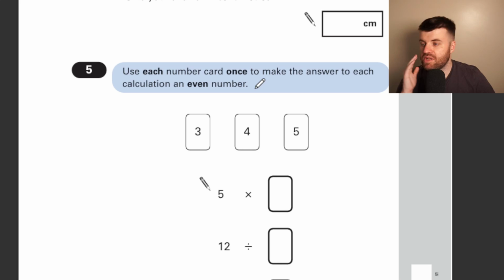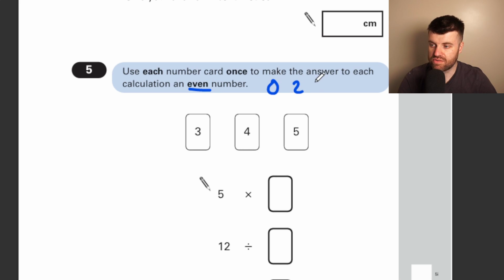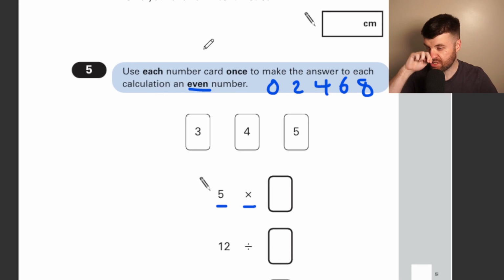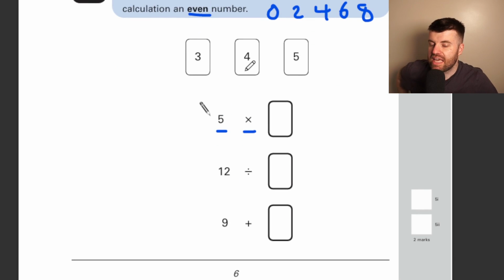Question 5. Use each number card once to make the answer to each calculation an even number. Even numbers end in 0, 2, 4, 6, and 8. Let's see what we can do. 5 multiplied by something. Well, I can only use each card once. So let's take a look. If there's more than one option, I'm not going to write a final answer yet. That's one of the tips I did on the previous video.